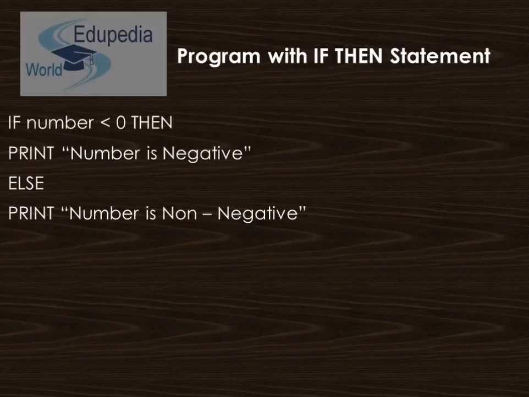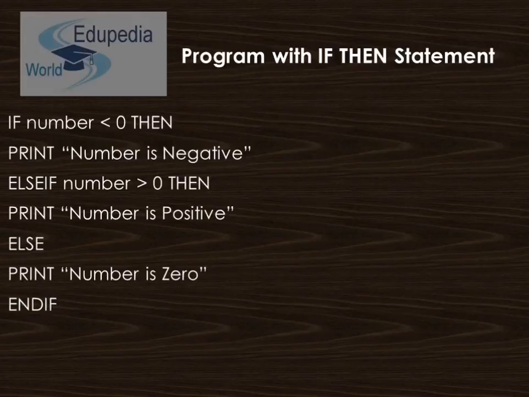Then come some more examples. What if we want to give some more conditions in the IF-THEN statement? Suppose if a number is less than 0, then print number is negative. And if we want to give some more conditions in the same IF statement, we have the ELSE statement as well. If the number is less than 0, print number is negative, else print number is non-negative. So the ELSE statement is there to end this IF.